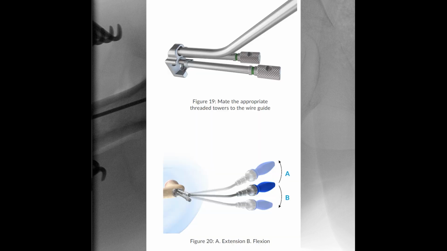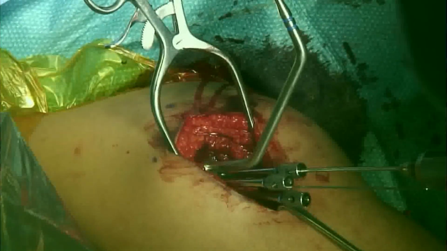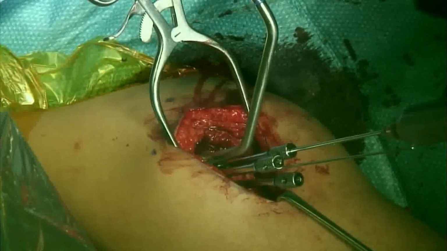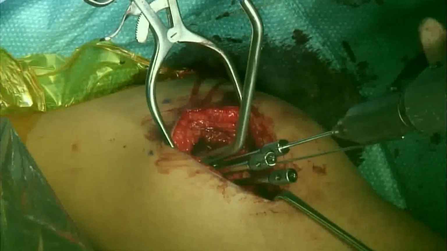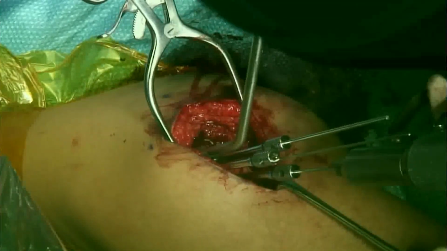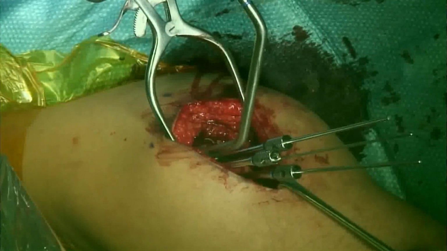Orthopaedic companies provide a nice jig to which you can screw the 3 towers or 3 guides, and you can put it on. Again, you can direct it anteriorly or posteriorly. My guide wire goes in the middle hole. Then I use the other guide wires, which are usually thicker. Usually I use 2.5 or 3.5 per plate. Please read the manual so that you know which wire you use and whether you need to drill or not. So I put my 3 guide wires.